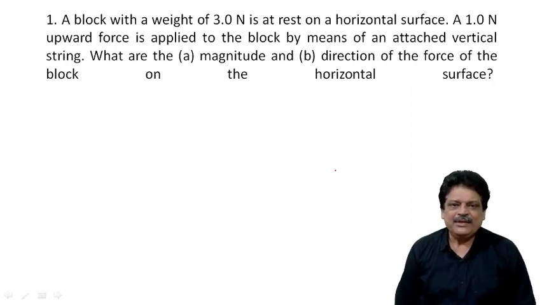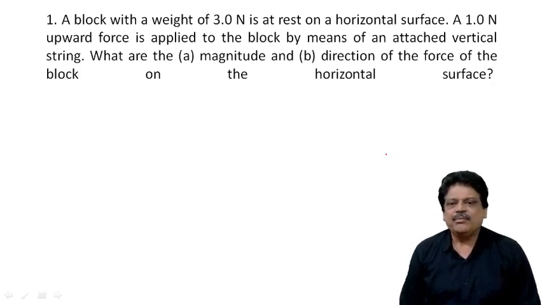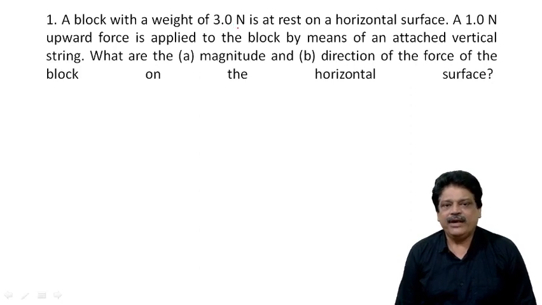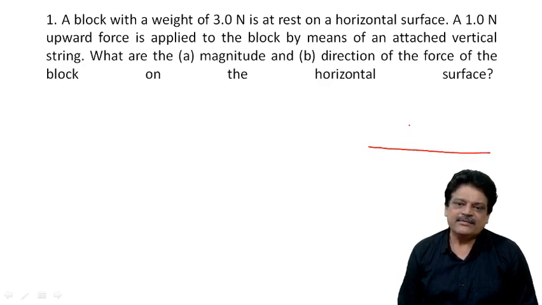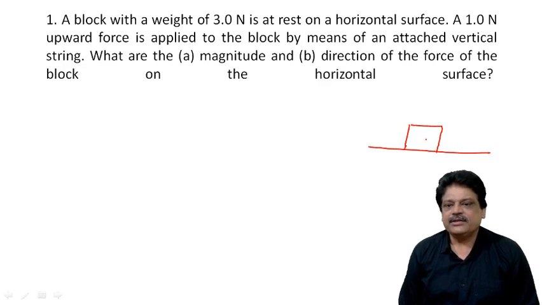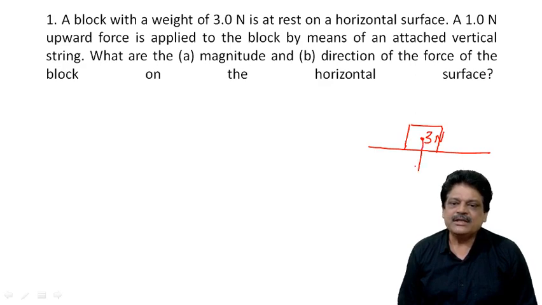Hello and welcome, gentlemen. In this problem, a block of weight 3 Newton is at rest on a horizontal surface. So, gentlemen, make a horizontal surface and put a block of 3 Newtons. Obviously, you see that due to gravitational pull, this 3 Newton force will act downward.